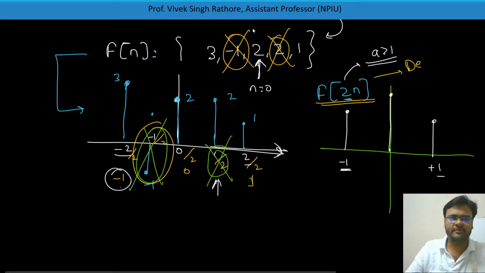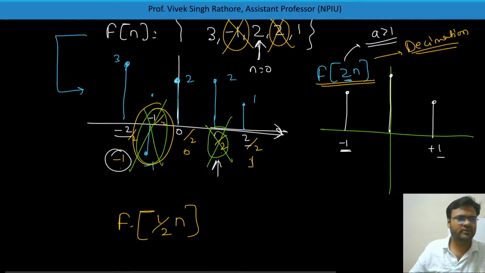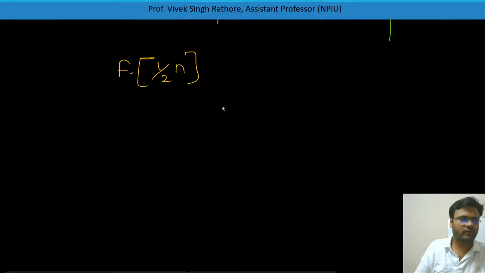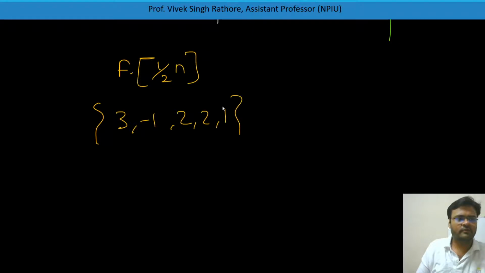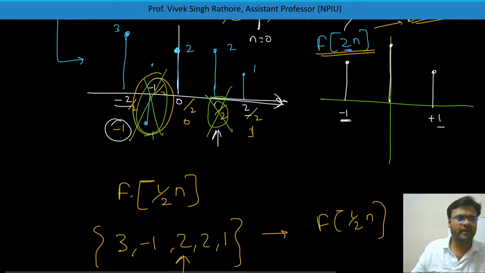decimation. Now whenever we want to do scaling with a less than 1, let's suppose we need to do f of half n. So let's try with this signal only. This signal was 3, minus 1, 2, 2, 1. This was our signal, this was f of n. Now we need to calculate f of half n. So as I have told you, you just need to divide all n values with the scaling factor.